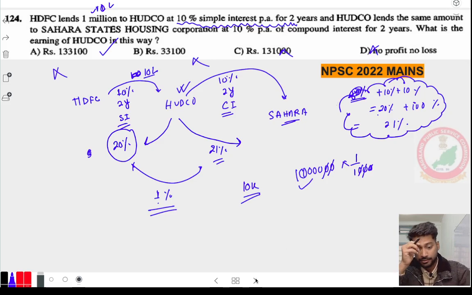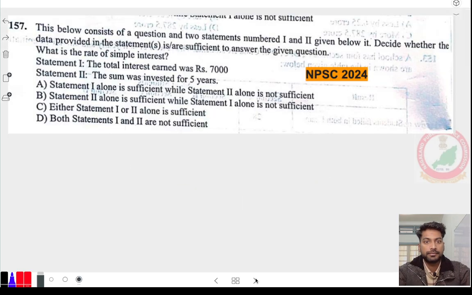Next, they're saying that okay, now data sufficiency questions are there that were asked in 2024 DS, but I don't want to solve data sufficiency questions chapter wise. I will be solving data sufficiency questions as a topic. So in the next video I will be solving data sufficiency for all the years, but let it be. Okay, isko solve kar lete hain.